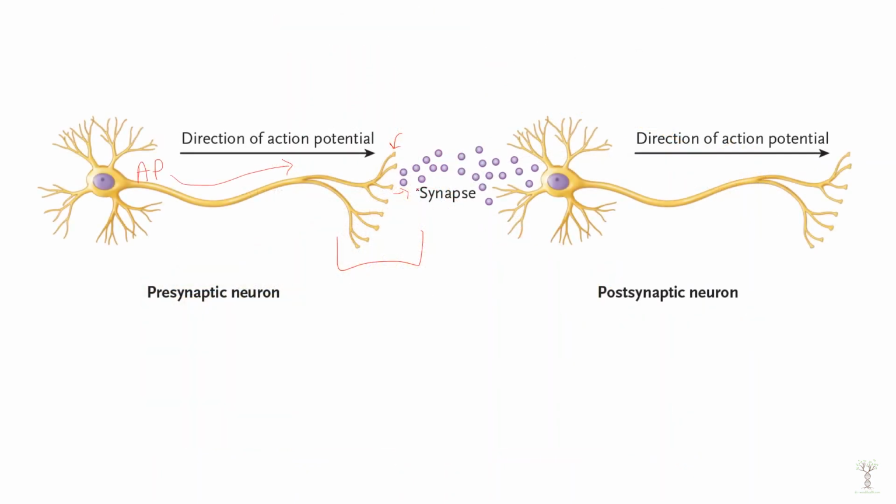In our diagram, what causes the release of the neurotransmitters? Calcium ions moving in. Calcium channels are voltage-gated channels.